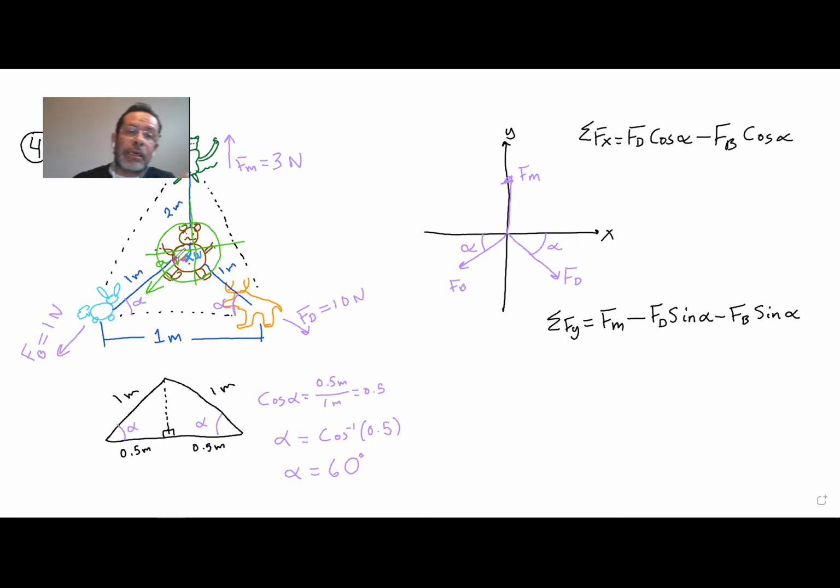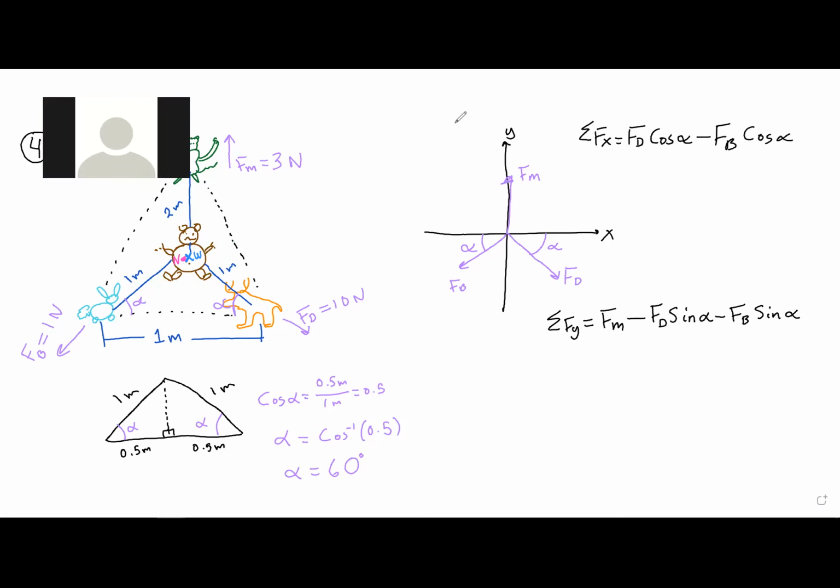It's not the same with the monkey. The monkey is directly aligned with how I place the Y-axis. So the only force that the monkey is exerting is along the Y-axis. But for the deer and the bunny, we do have components in X and Y. Okay, is that clear, Lisa?